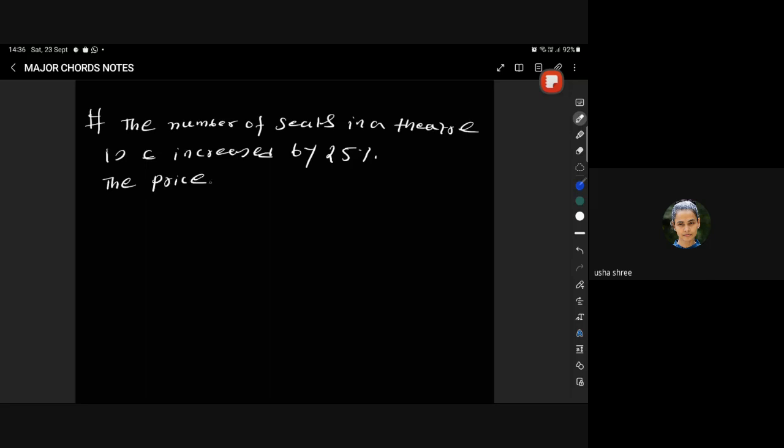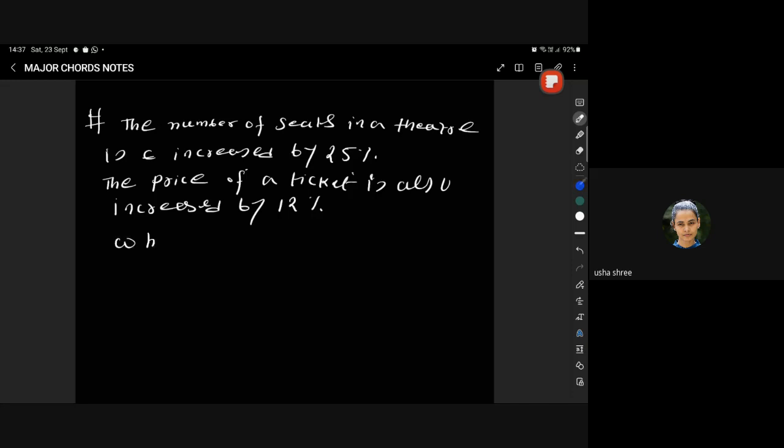The price of a ticket, otherwise you'll get confused. Price of a ticket is also increased by 12%. Means previously, if the price of a ticket was 100 rupees, now the price of a ticket is 112 rupees. Okay.